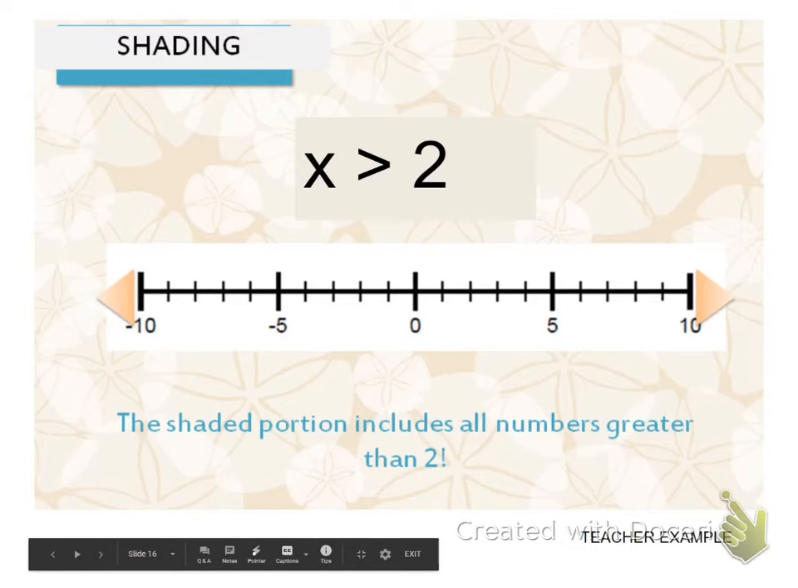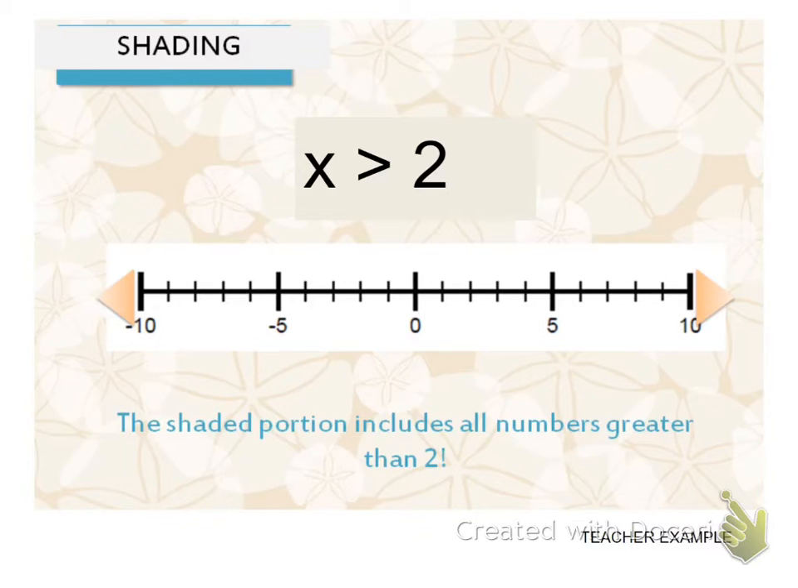All right, so we have this inequality. x is greater than 2. So we want to shade all of the numbers that are greater than 2. Now, let me ask you a question. Does that include the number 2? No, it doesn't. So we're going to put an open circle on the number 2.